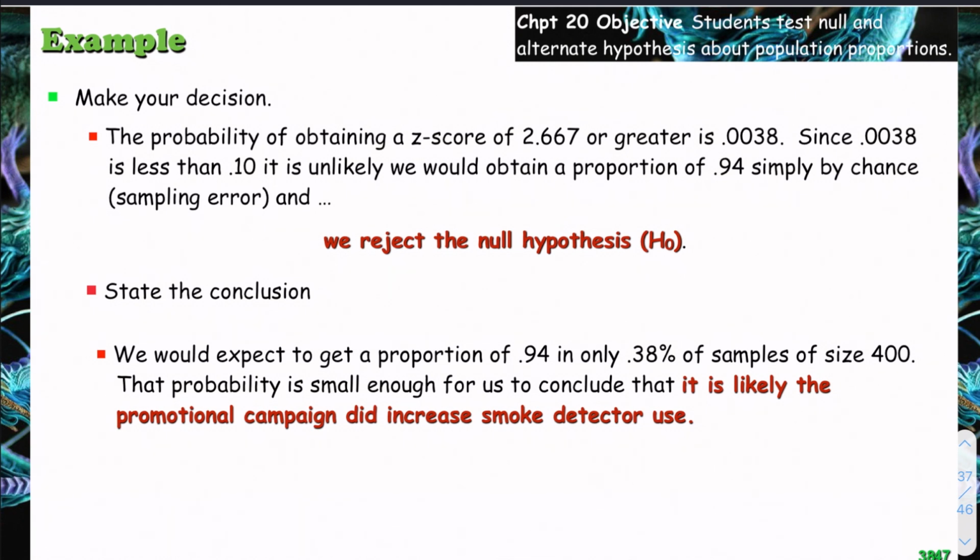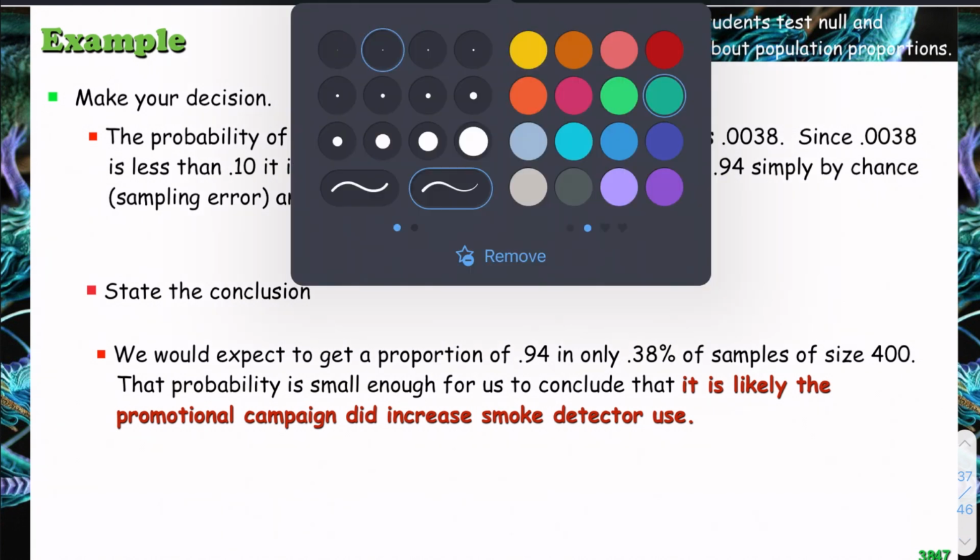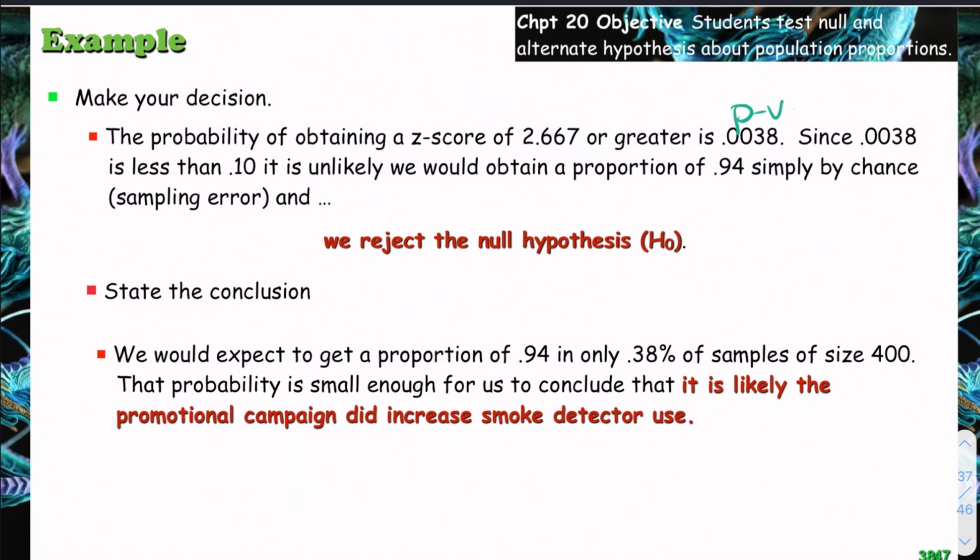So finally, we're on the M part of make your decision. So the probability of obtaining a z-score of 2.667 or greater is 0.0038. Note, this is your p-value. And since 0.0038 is less than 0.1 or 10%, it is unlikely we would obtain a proportion of 0.94 by simple chance or sampling error.